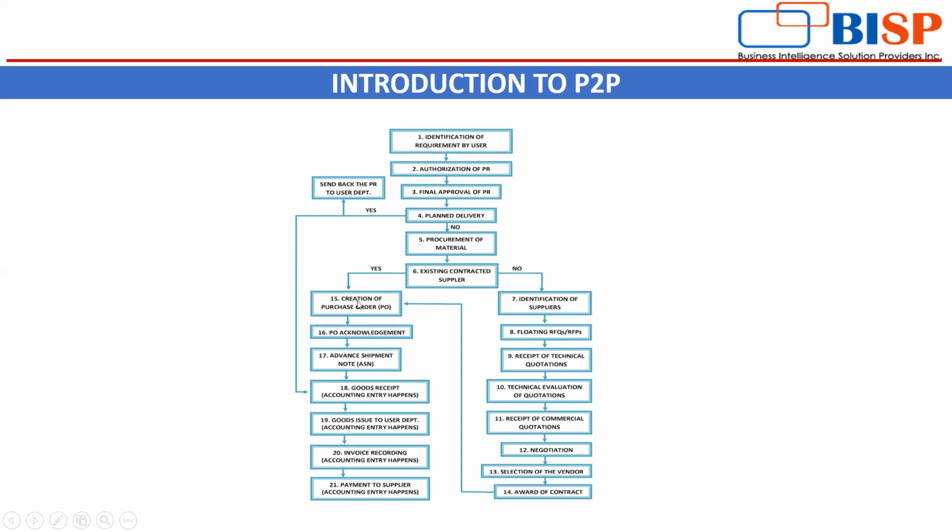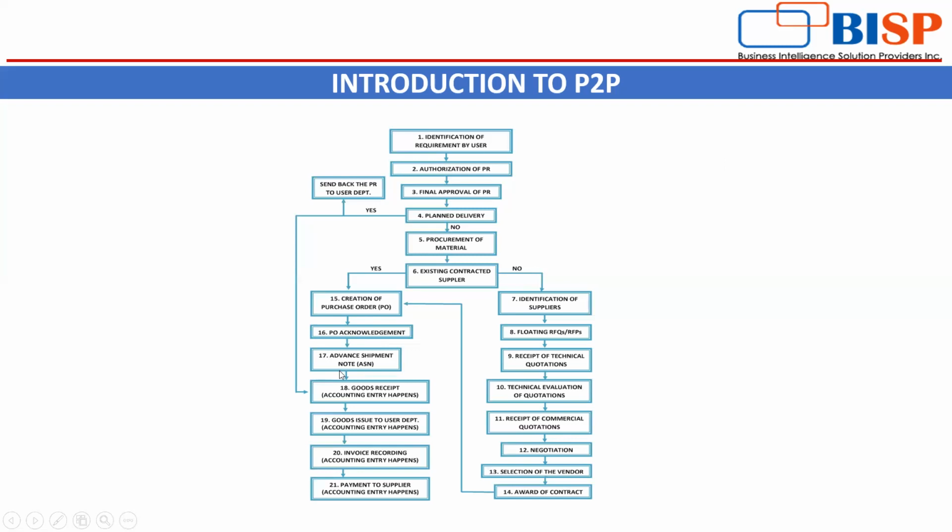Then the first step is to create a purchase order. In this step, the accounting entry does not exist, but we can create the purchase order in the SAP system, so everything is documented. Now after creating a purchase order, we get an acknowledgement from our supplier. Then we get an advance shipment note.